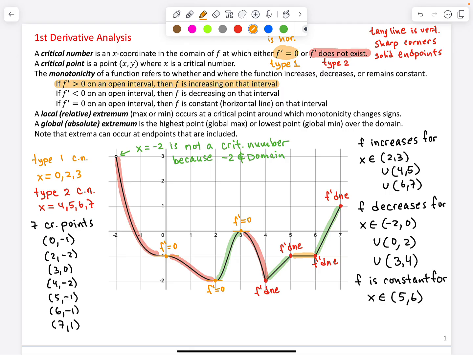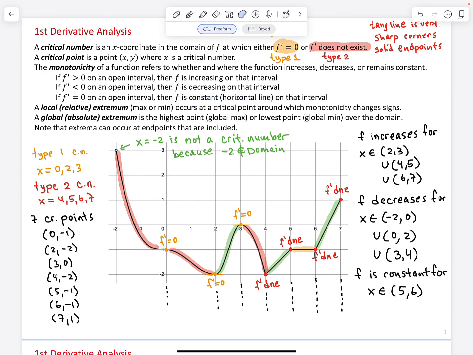Now, if f prime is bigger than 0 on an open interval, then f is increasing on that interval. If f prime is negative on an open interval, then f is decreasing on that interval. And if f prime is equal to 0 on an open interval, then f is constant, or a horizontal line on that interval. So in my drawing, I'm going to analyze where the sign of the derivative would be positive and where it would be negative and where it would be 0 without actually graphing the derivative.